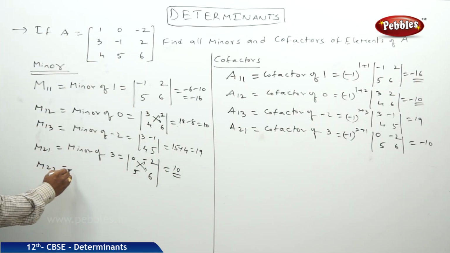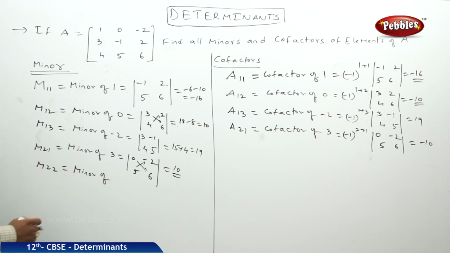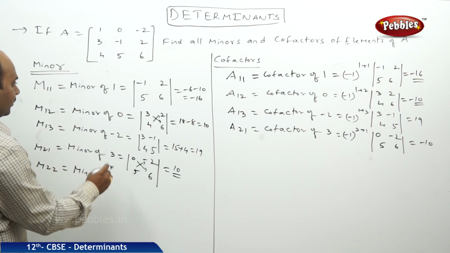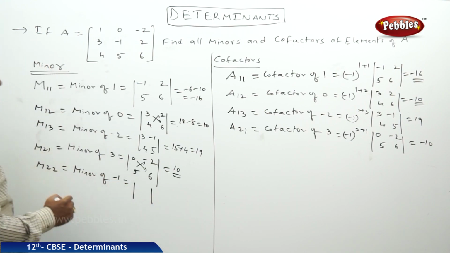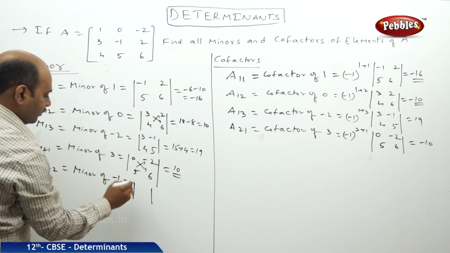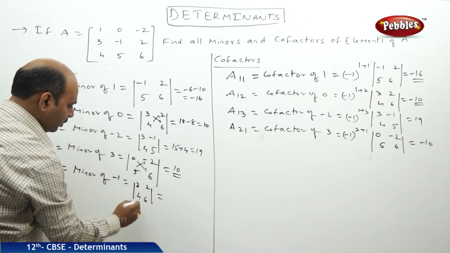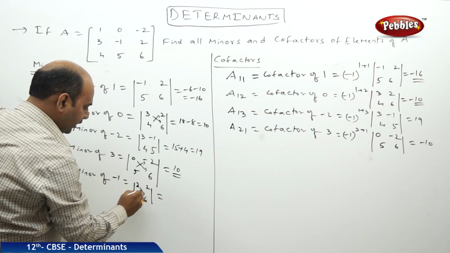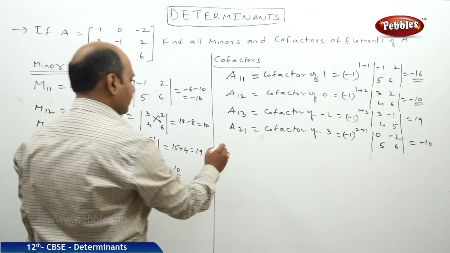So M22 means minor of minus 1, that is equal to determinant obtained by deleting the corresponding row and corresponding column. So finally remains 3, 2, 4, 6. 3, 2, 4, 6 means 18 minus 8. It becomes 10. Here I am writing.